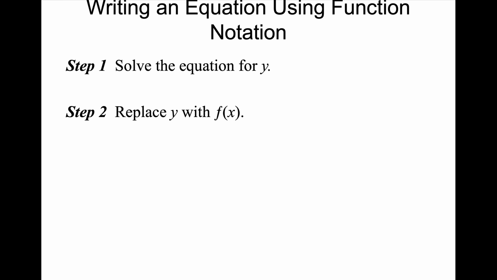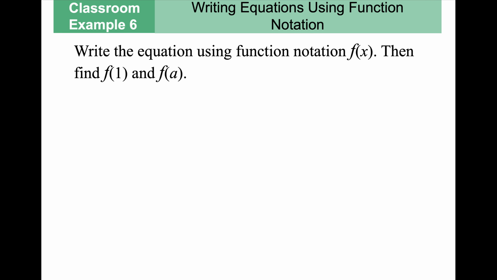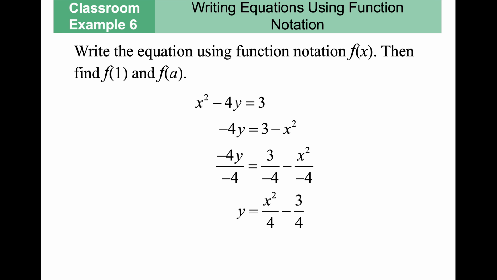So if I'm looking at writing an equation using function notation, I have to solve it for y, and then I replace the y with f of x. So write the equation using the function notation f of x, and then find f of 1 and f of a. So I'm just going to solve this for y. I'm going to subtract x squared from both sides, and then I'm going to divide by -4. Now it wants me to use that function notation, so I'm just going to replace it with f of x equals, and if you want to write it over one fraction, you can. You do not have to.